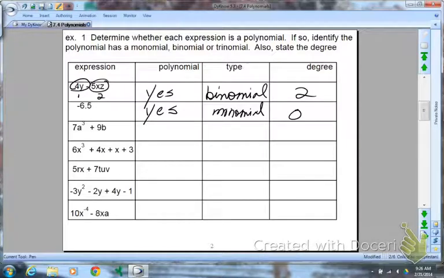The third one, 7a to the third plus 9b. Is this a polynomial? Yes. What type? Binomial. Now, what is the degree of the entire polynomial? We have to look at each term and calculate the degree of each term. What is the degree of the first term? 3. What is the degree of the second term? 1. So what is the degree of the whole polynomial? 3.